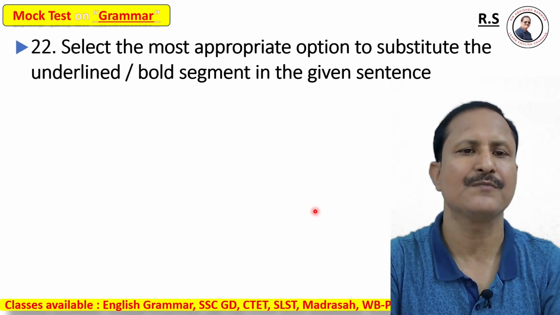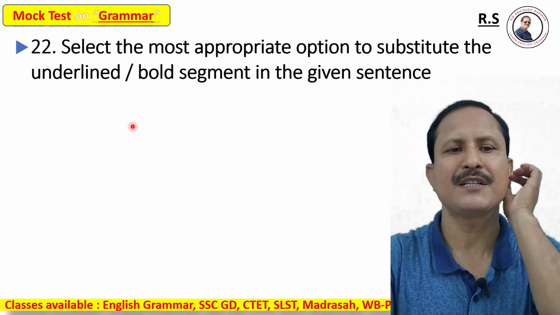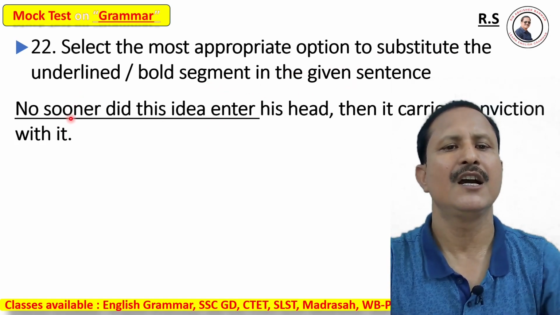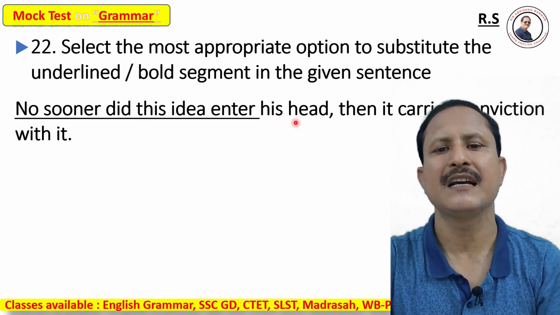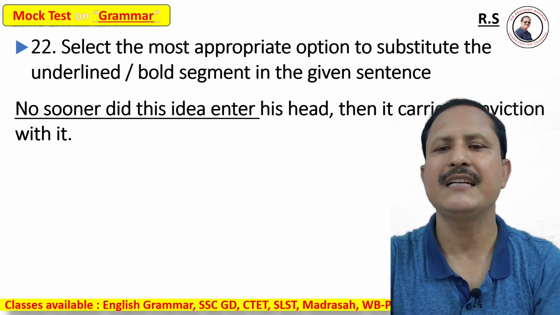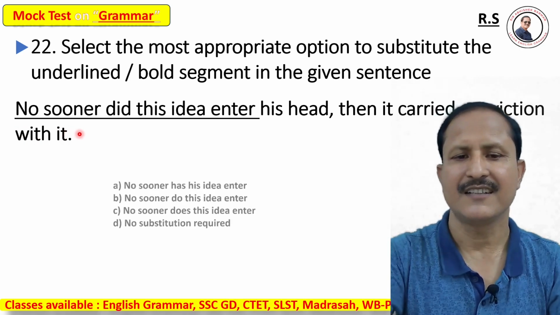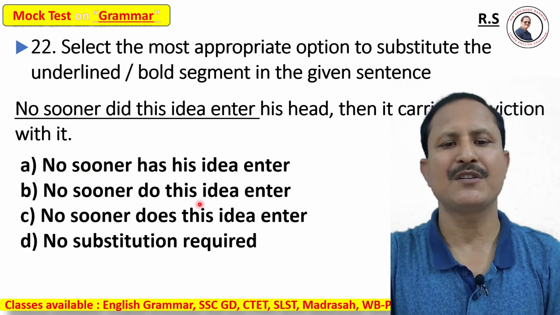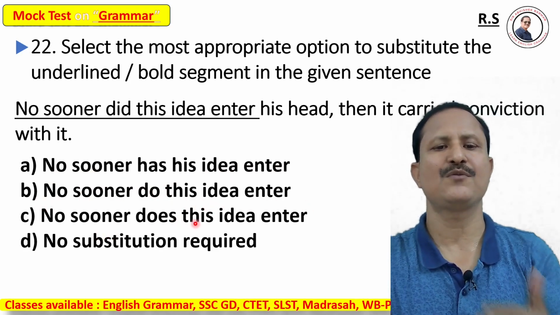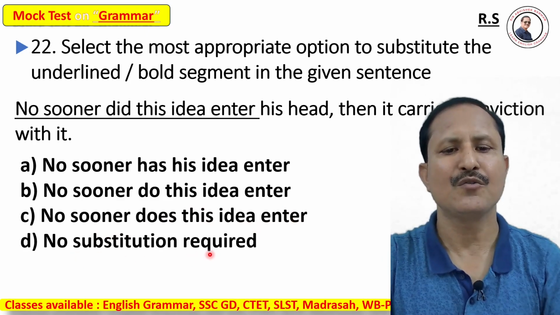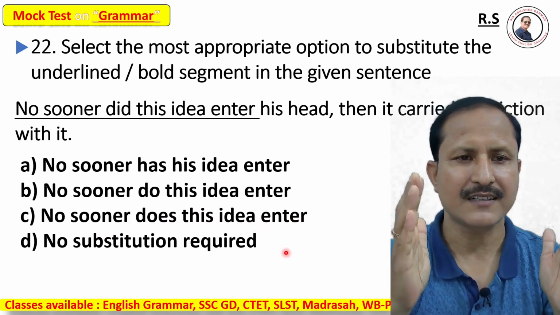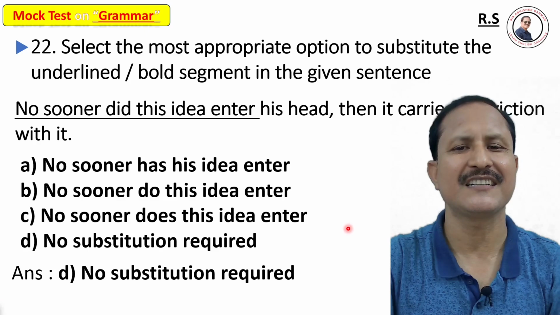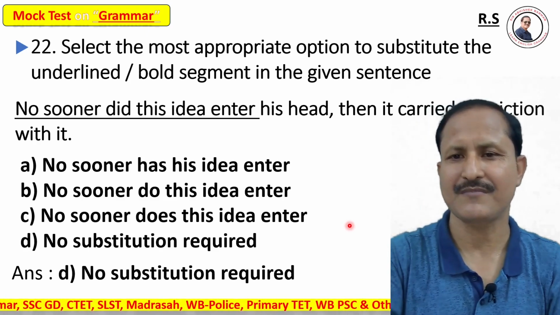Now, question 22. Select the most appropriate option to substitute the underlined or bold segment in the given sentence. The given sentence is: no sooner did this idea enter his head than it carried conviction with it. Options: option A, no sooner has his idea entered. Option B, no sooner do this idea enter. Option C, no sooner does this idea enter. Option D, no substitution required. The correct answer is option D, no substitution required. That is, the given sentence is correct.